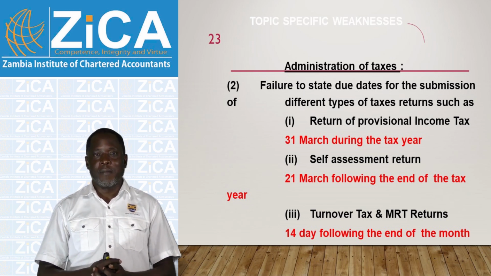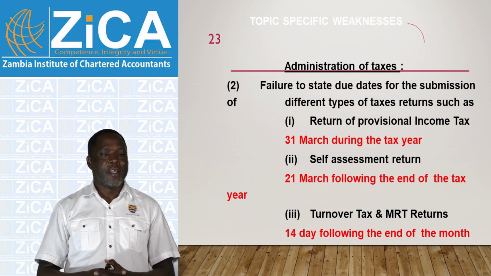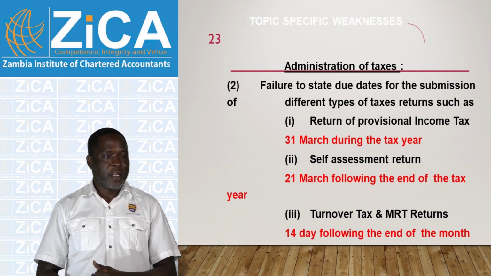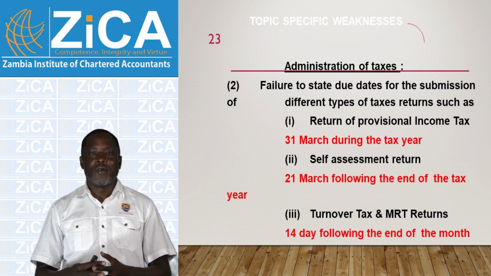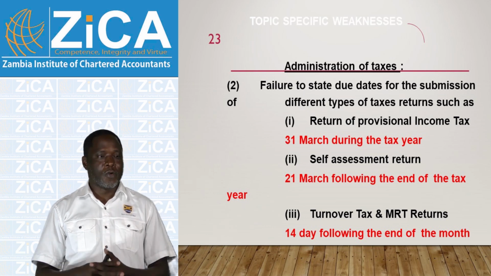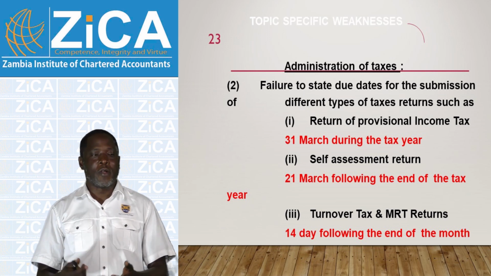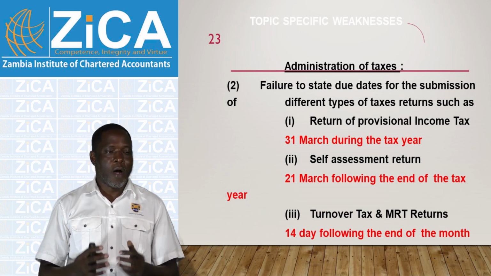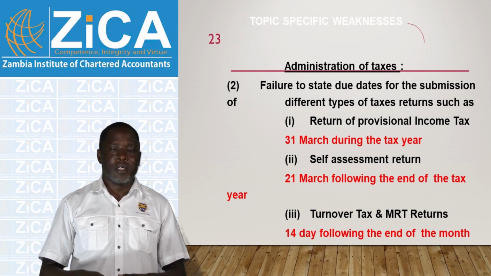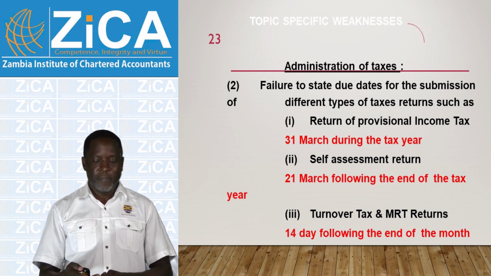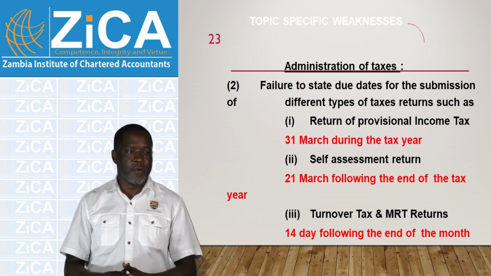Then any balance of income tax payable at the end of the year is due on the 21st June following the end of that particular tax year. You also need to know the due date for the submission of the various returns which are used under the self-assessment system and provisional income tax. So for example, the return of provisional income must be submitted by 31st March of that particular year, whilst the self-assessment return, which is completed at the end of the charge year, is due for submission on the 21st June following the end of the tax year to which it relates.